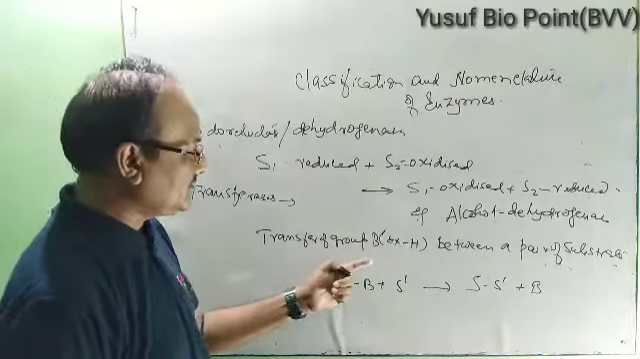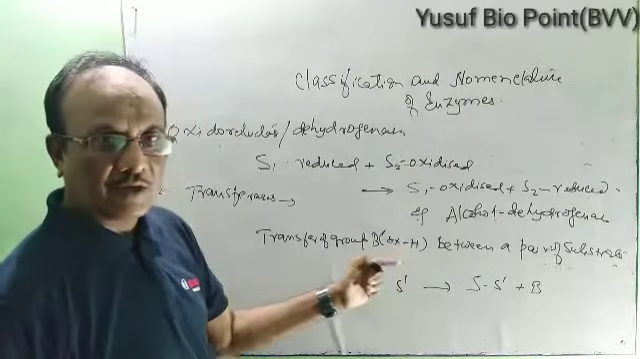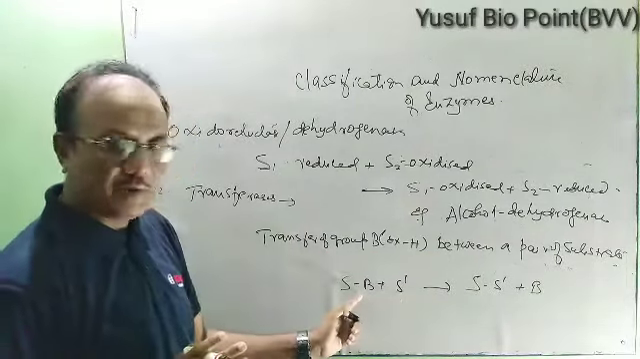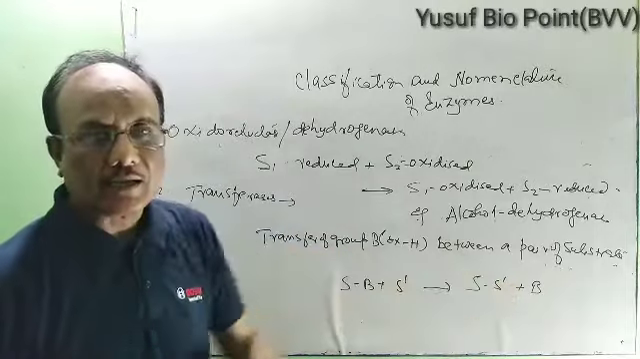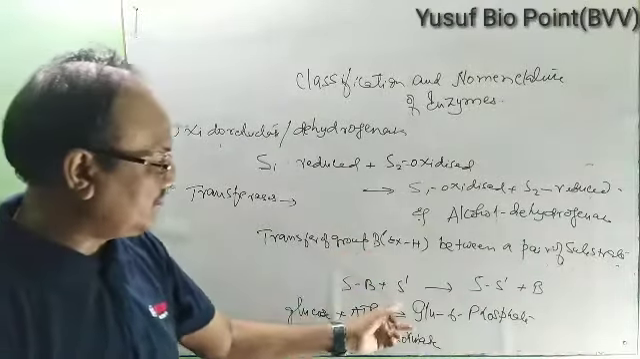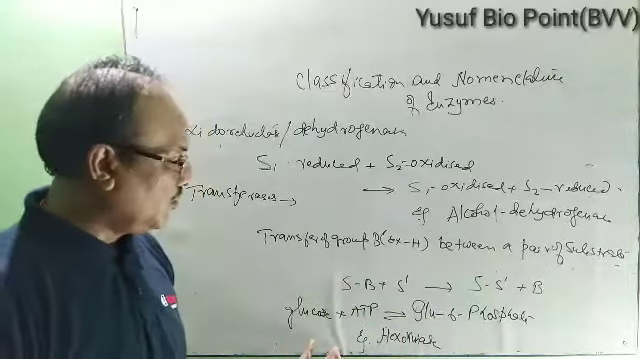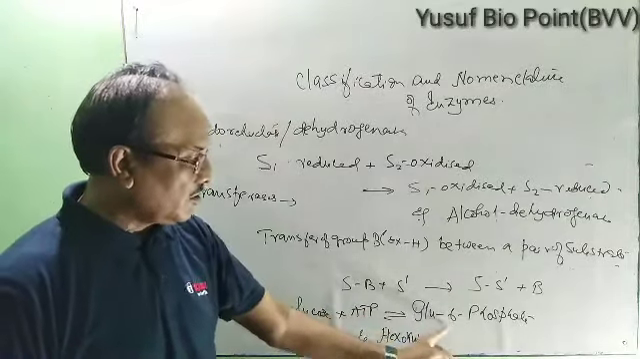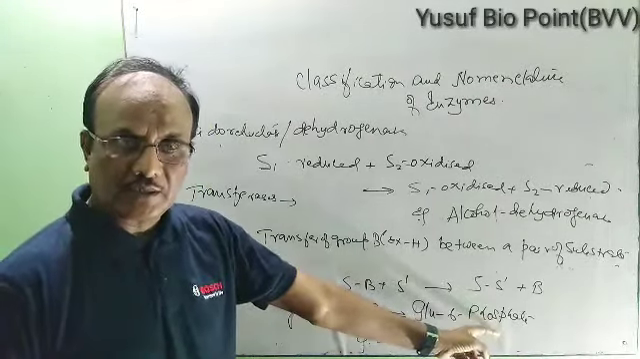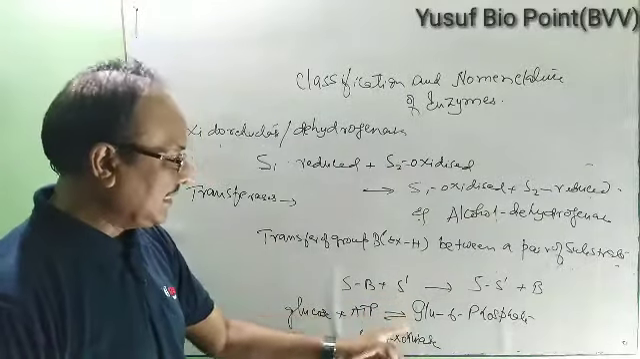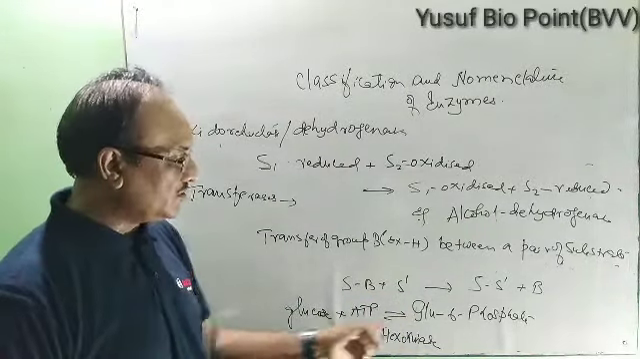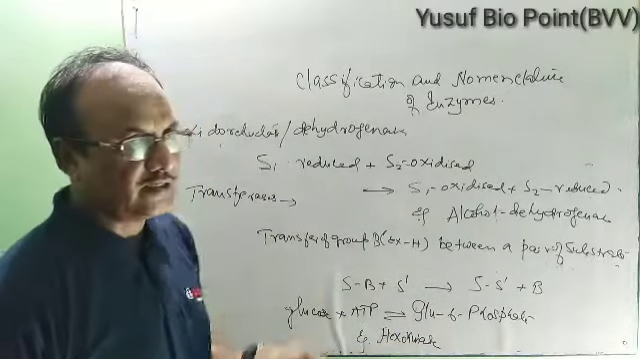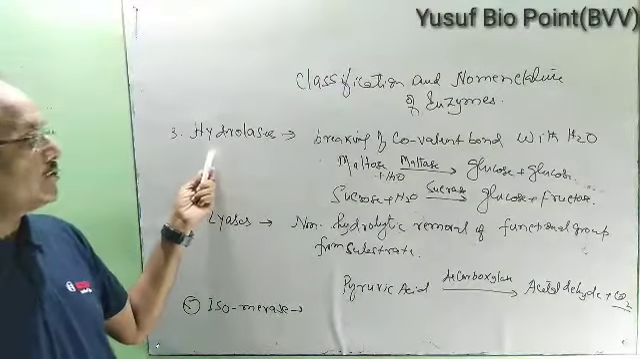Now transfer of groups, groups other than hydrogen, it can be anything, between a pair of substrates S and S dash. This is transfer of groups from this to that, means glucose when added with ATP becomes glucose 6-phosphate, understand? So the phosphate group is added to the 6th position, and here the enzyme is hexokinase, it is a transferase.